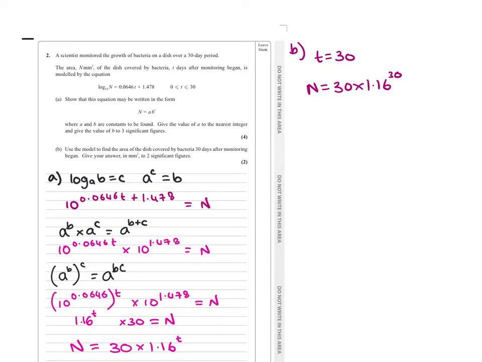So in my calculator, 30 times 1.16 to the power of 30, I get n equals 2575.49... It clearly says 2 significant figures, so it means I'm rounding to the nearest 100. So n equals 2,600 millimetres squared. Okay, please make sure you've rounded. Again, I think that's quite a nice 6 marks.